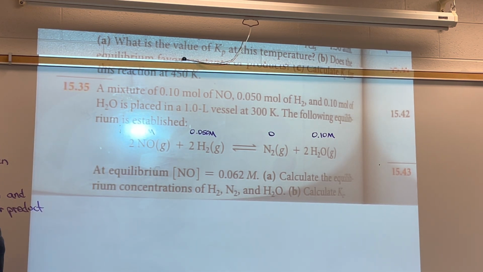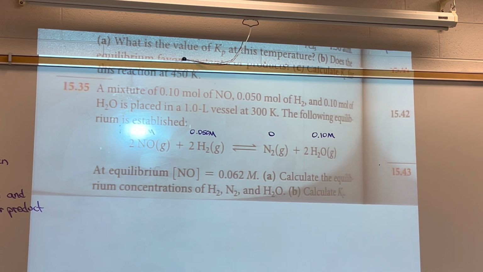So now, as it approaches equilibrium, initially when we put all of this in, what's the only way this reaction can go, and how do you know? It can only go right. Why can it only go right?